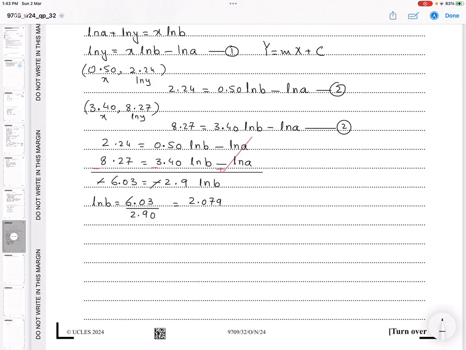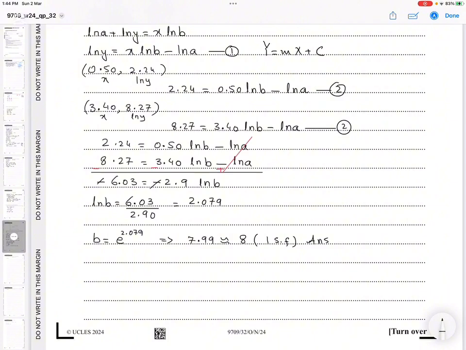Now your ln b is 2.079. From here, b equals e to the power 2.079, because when ln goes to the other side it becomes e, and 2.079 becomes a power of e. So this is 7.99, which is approximately 8 up to 1 significant figure. This is your answer.